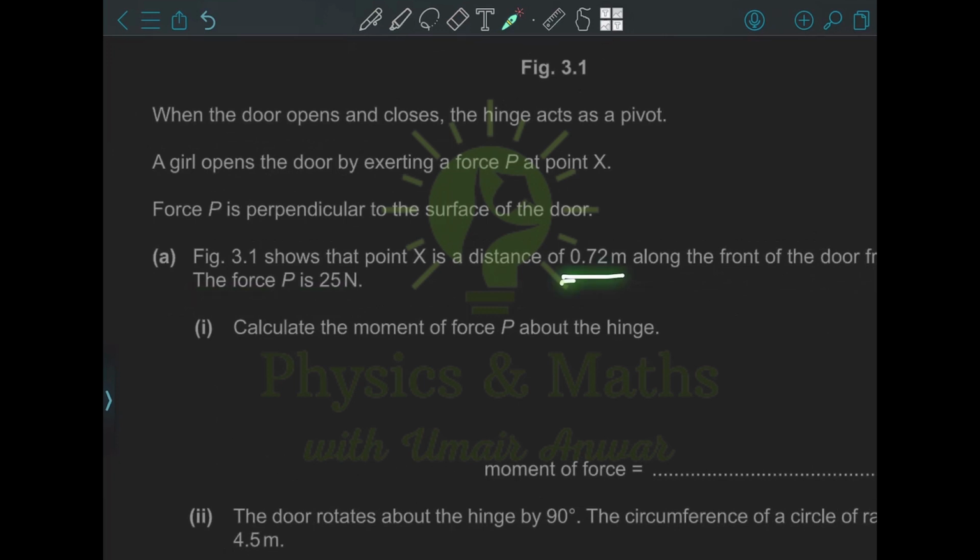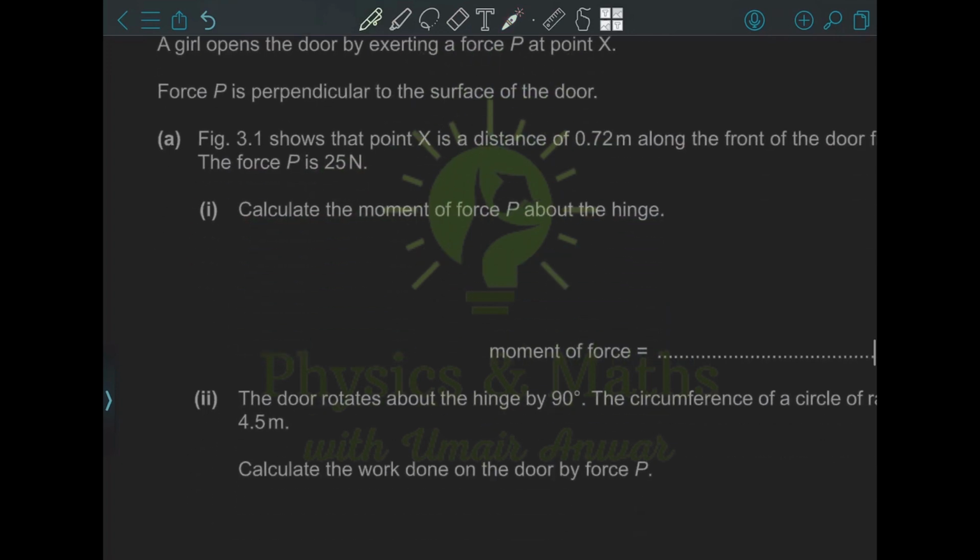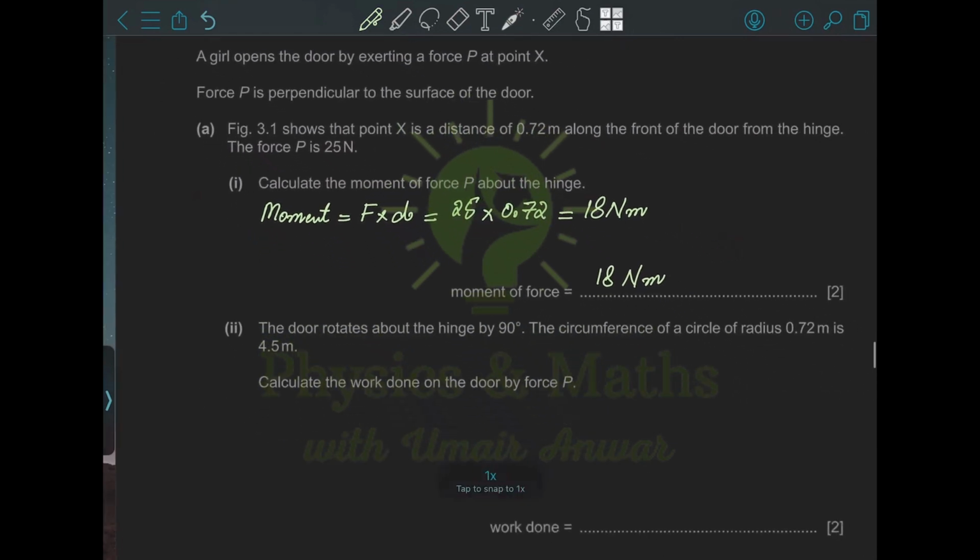So the distance between the line of action of force is given and the value of force is given. We have to calculate the moment of force P about the hinge. So the formula is moment is equal to force multiplied by the perpendicular distance between the line of action of force and the pivot. The force is given to be 25 and the distance is 0.72. So the answer is 18 newton meters. So I'm writing in the answer space 18 newton meters for this part.